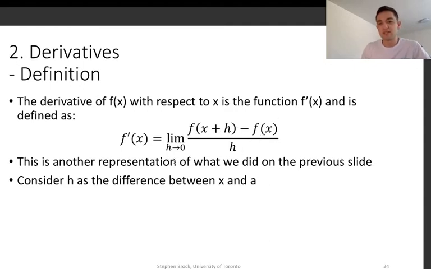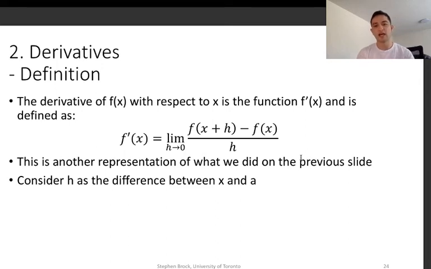This is another representation of what we did on the previous slide, except now we don't have x and a's, we just have x and h. In this case, h is representing the difference between x and a. And so as h approaches 0, the difference between x plus h and x becomes 0. And so now we're looking at that instantaneous slope at that particular point.